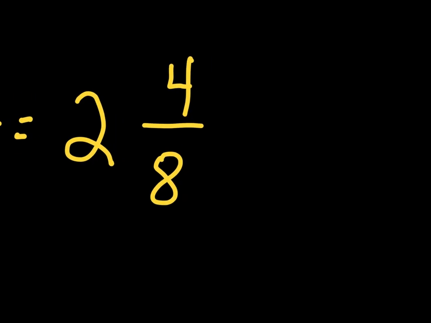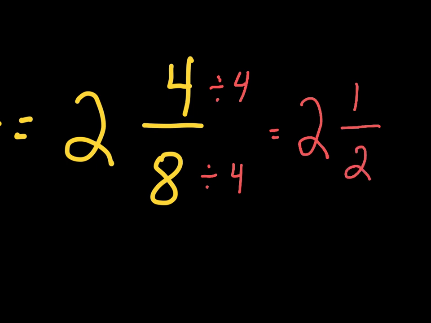But let's examine 4 and 8. Do they have any common factors? They do. The greatest common factor that 4 and 8 share is 4. So I'm going to divide the top and the bottom by 4. Our whole is going to be 2. The numerator is going to become a 1. 4 goes into 8 2 times. So now our new simplified mixed number is 2 1/2.